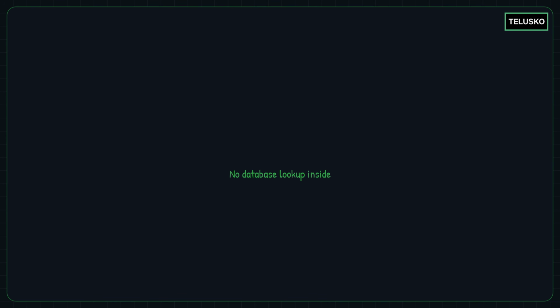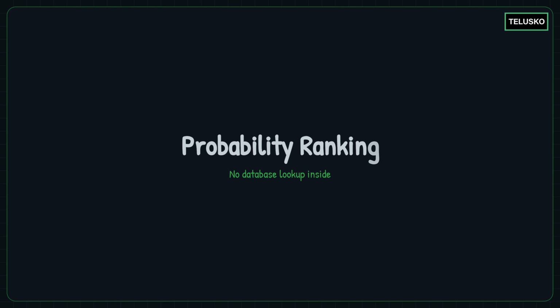See, there is no hidden answer object sitting in memory, and the model does not look up facts from a database. We call this a probability ranking over its token dictionary. The highest score simply means that option fits the pattern best.